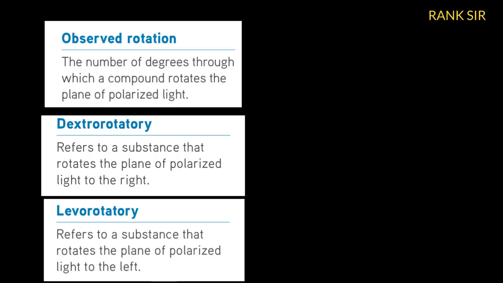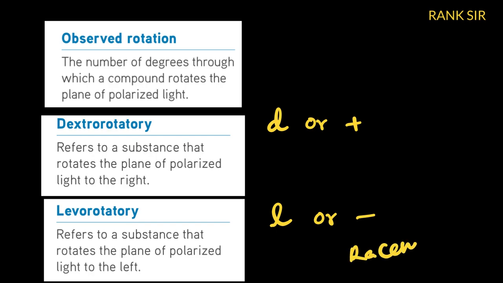So now we know observed rotation has two types. One is dextro, another is levo. Dextrorotatory is denoted with small d or plus. Levorotatory is denoted with small l or minus. If it is not rotated and shows zero, as in racemic mixture cases, it rotates an equal amount on both sides.